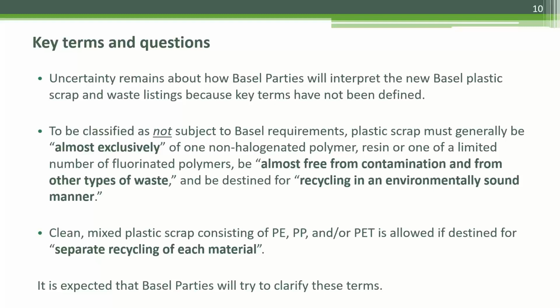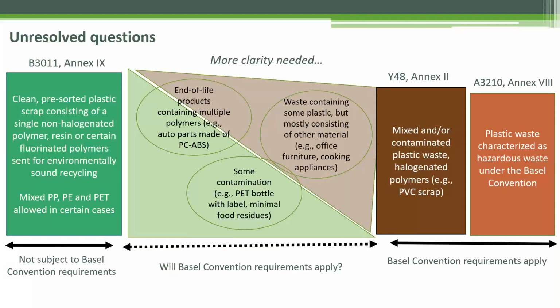So this slide helps visualize the three categories of plastic, scrap, and waste covered by the Basel amendments. You can think of the amendments as a pie with three slices, such that all three slices together cover all end-of-life plastics. So the three slices on this slide are the green rectangle on the left and the brown and orange rectangles on the right.